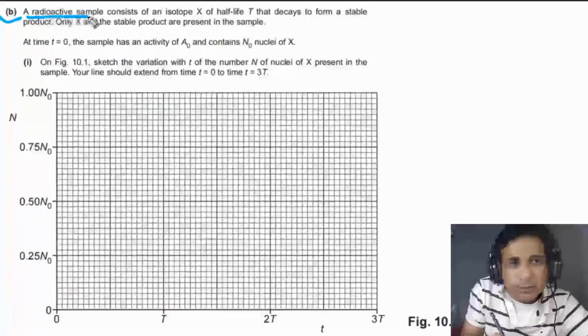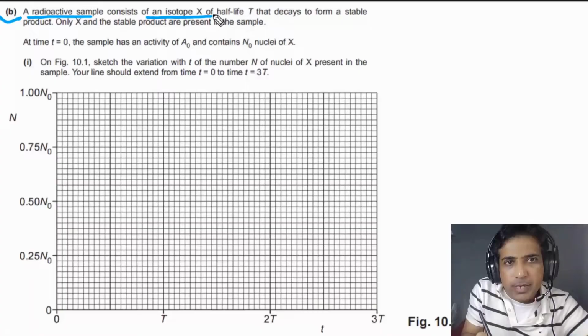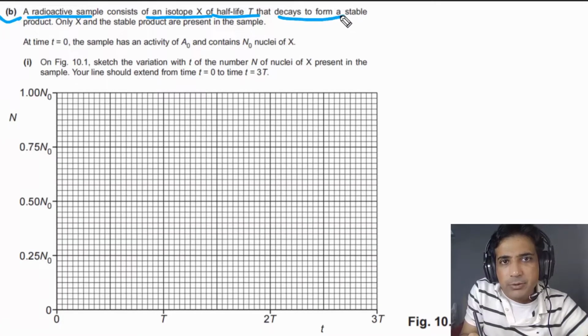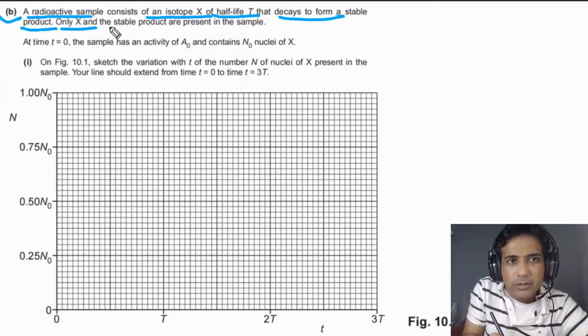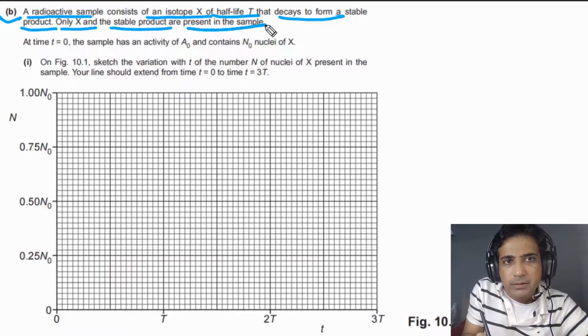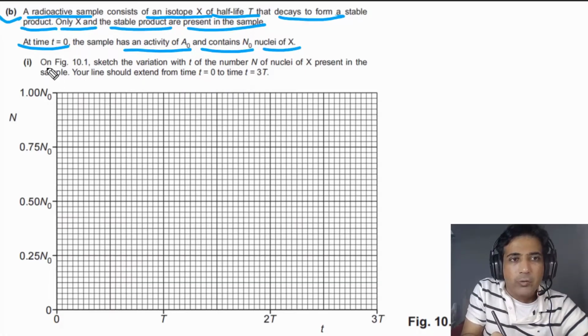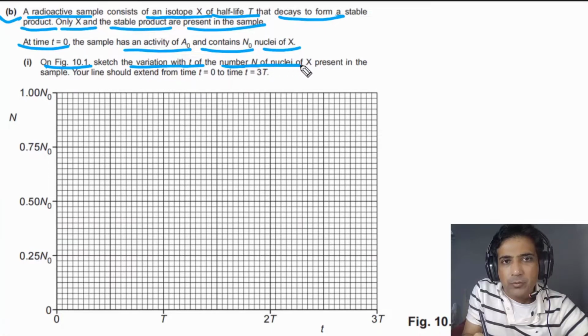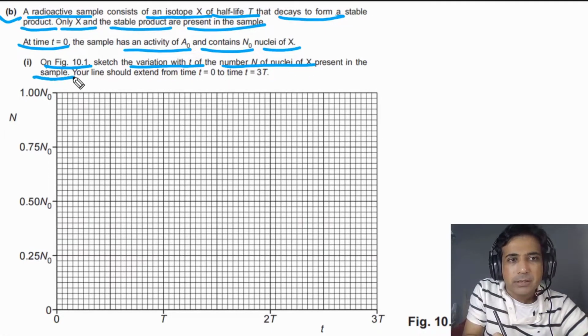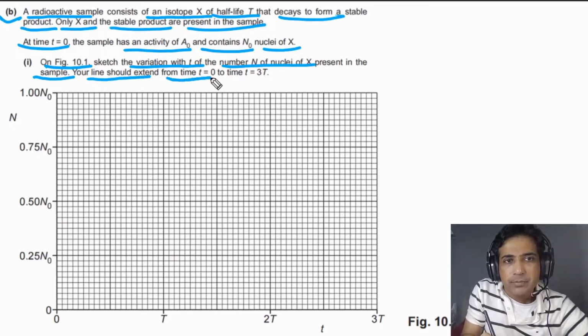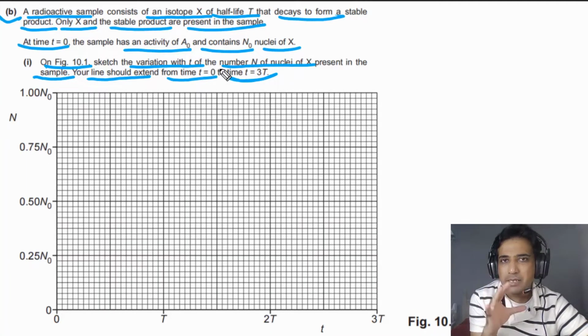It is given to us a radioactive sample consists of an isotope X of half-life T that decays to form a stable product. Only X and stable product are present in the sample. At time t equals 0, the sample has an activity of A0 and contains N0 nuclei of X. On figure 10.1, we need to sketch the variation with time t of the number N of nuclei of X present in the sample. Your line should extend from time t equals 0 to t equals 3T. They're saying line. It doesn't mean you just need to sketch the line. It means you need to sketch the graph.